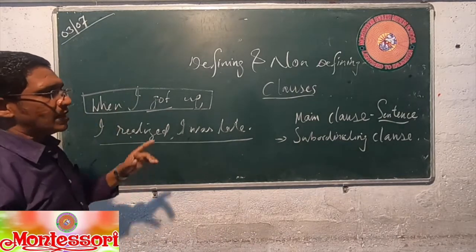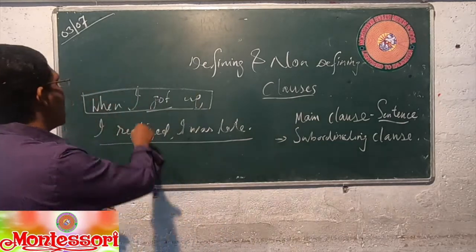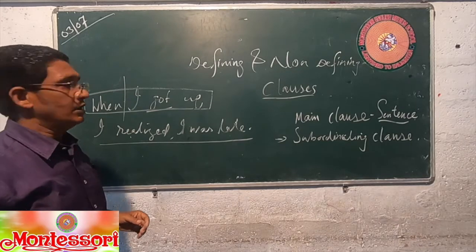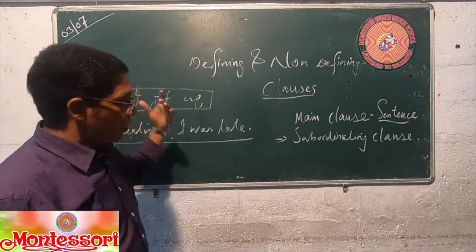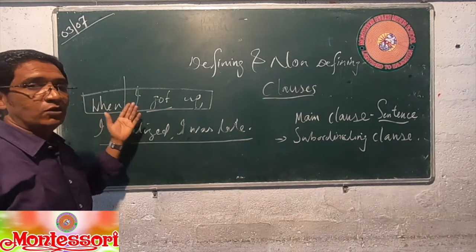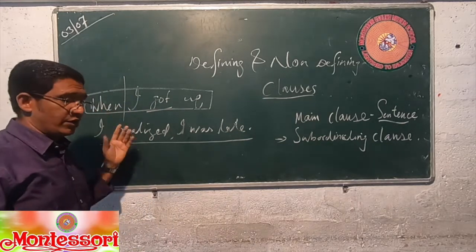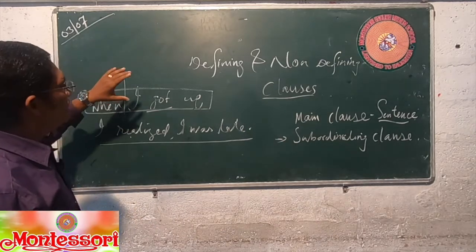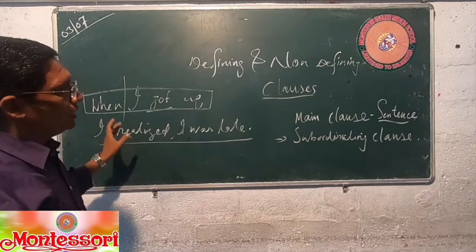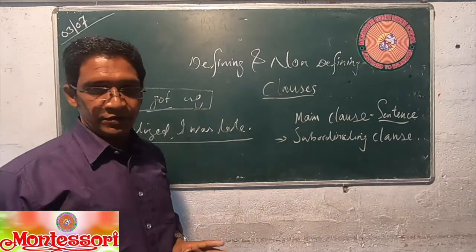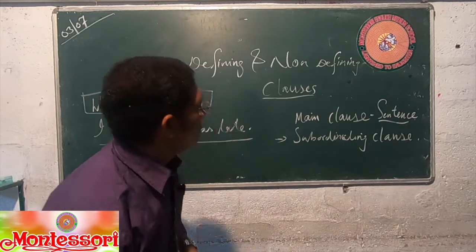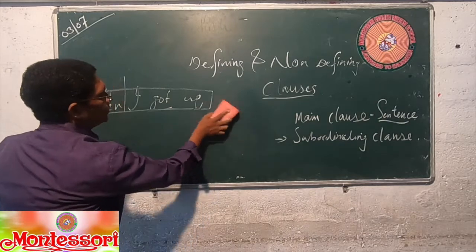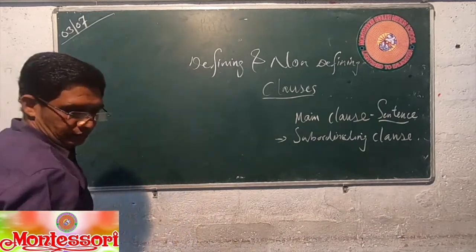Usually a subordinate clause is formed by adding a subordinate conjunction to the main clause. We have plenty of subordinate conjunctions: all the WH question words, if, so, unless, until. By using a subordinate conjunction, when you attach a main clause to another main clause, it becomes a subordinate clause. This point is clear? Now, coming to non-defining clauses and defining clauses, we need to understand relative clauses.